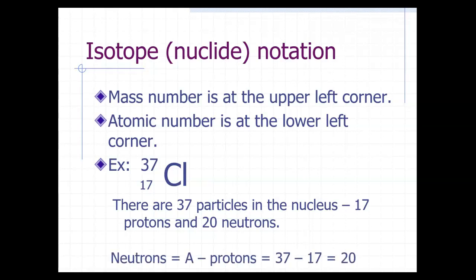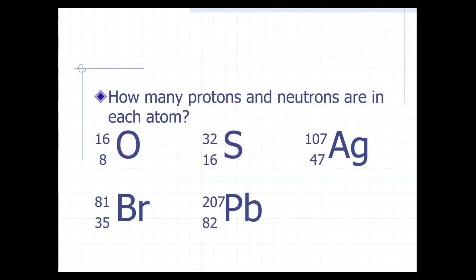Again, neutrons is equal to mass minus the number of protons, or mass minus the atomic number, which gives... So here's a little opportunity for you to pause the video, take a look at the slide and try to figure out how many protons and neutrons there are in each of these atoms. So you can go ahead and pause it and then write that down. And then when you're through, turn it back on and I will give you the answer.